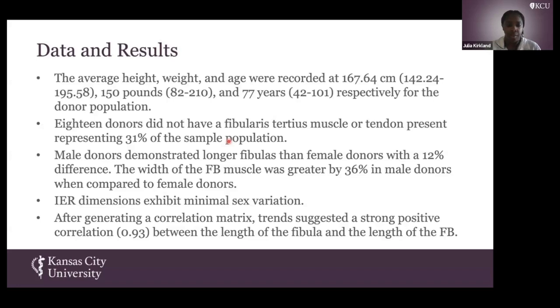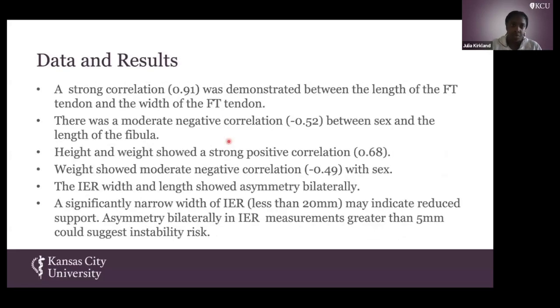So after generating the correlation matrix, trends suggested a strong positive correlation of 0.93 between the length of the fibula and the length of the fibularis brevis. The results were also notable for bilateral discrepancies in several parameters. For instance, the fibularis length showed variations between sides in many of the donors. There was another strong correlation of 0.91 between the length of the fibularis tertius tendon and the width of the fibularis tertius tendon.